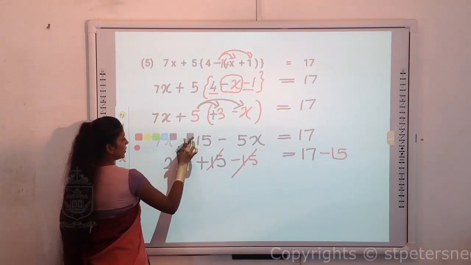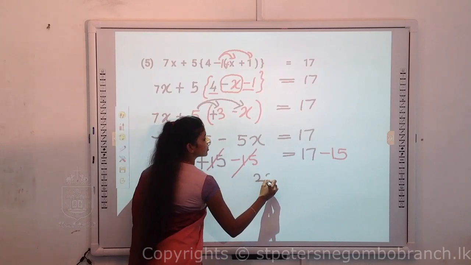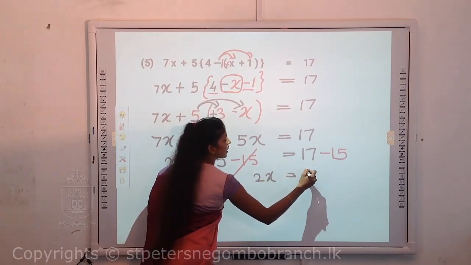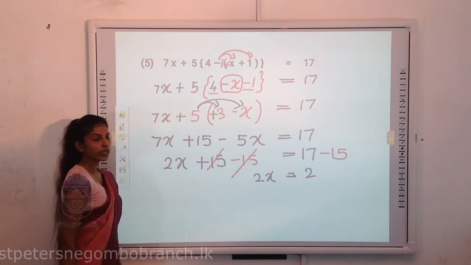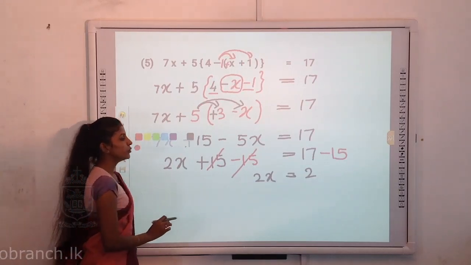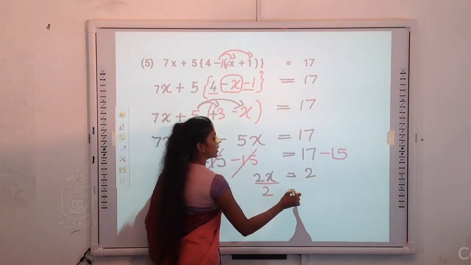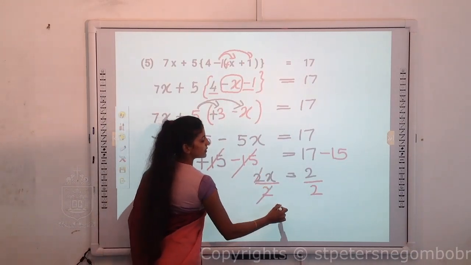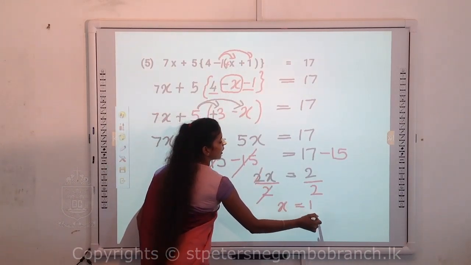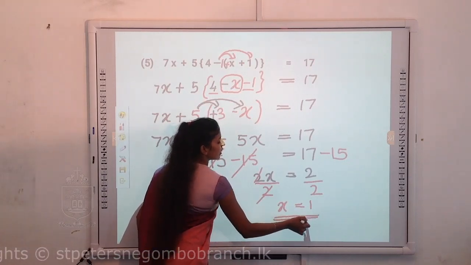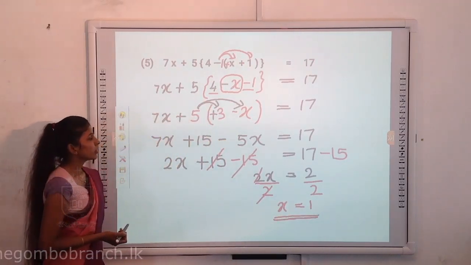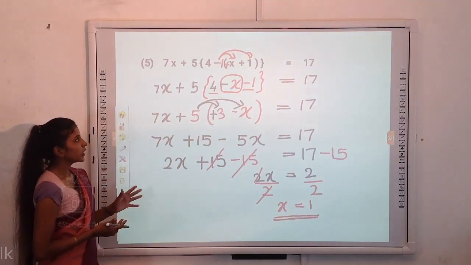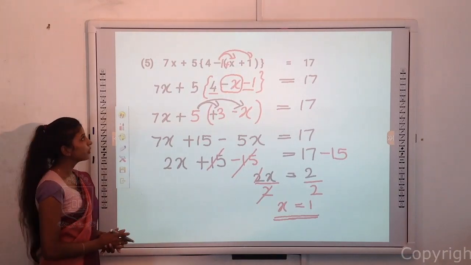So what's remaining is 2x. Here you have 17 minus 15, answer is 2. Next step is to remove 2. How to remove 2? Divide by 2, divide by 2. So 2 cancels, x equals 2 divided by 2, answer is number 1. So this is the way of simplifying an equation with different types of brackets.